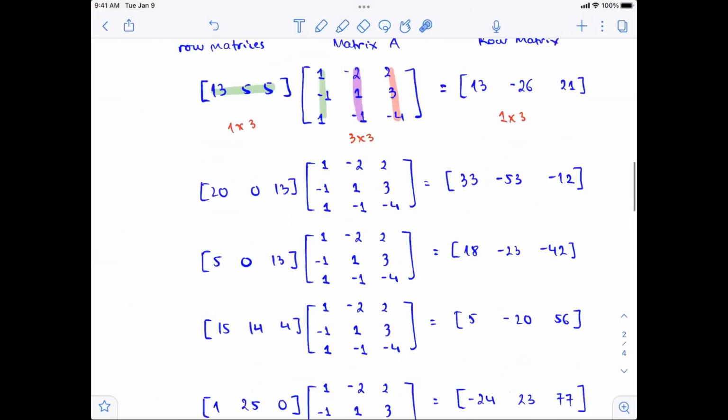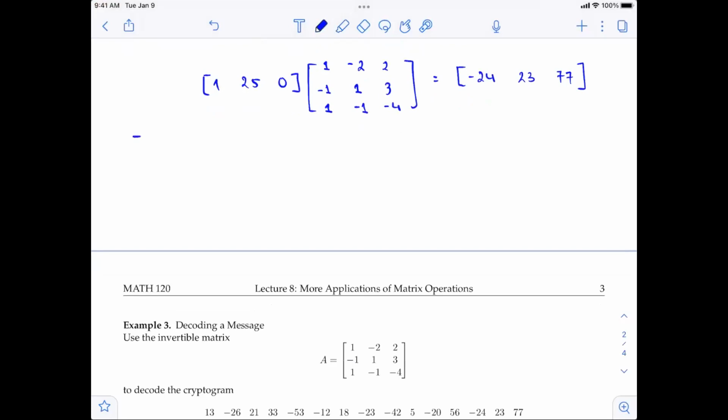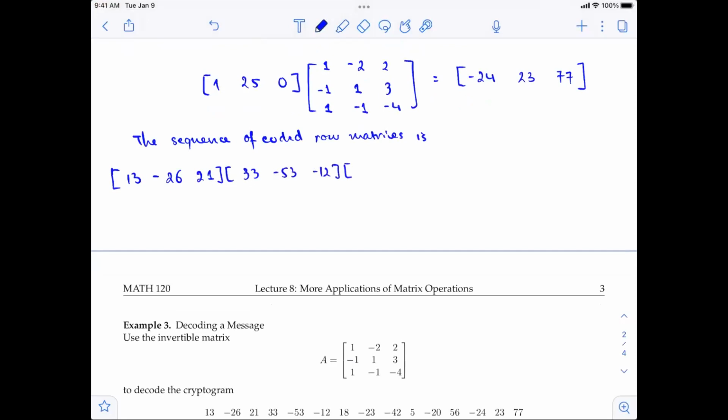So now what you receive at the end is the sequence of coded row matrices. You have 13, -26, 21, 33, -53, -12, then 18, -23, -42, then you have 5, -20, 56, and the last row matrix is -24, 23, and 77.